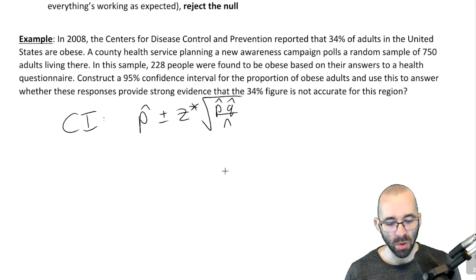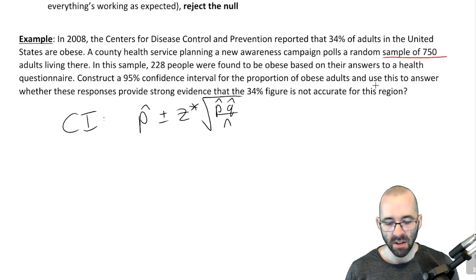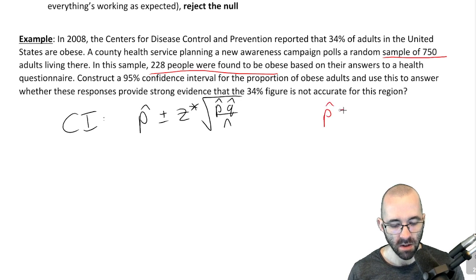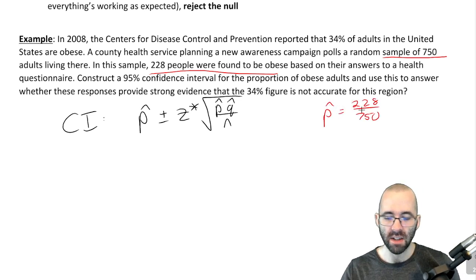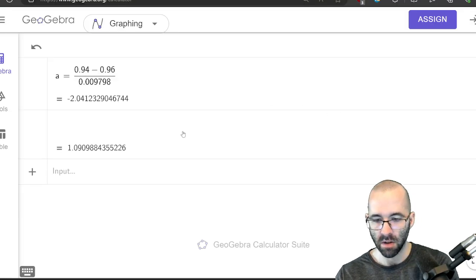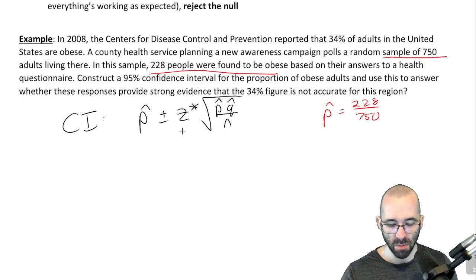What was our sample proportion? We had a sample of 750. 228 were obese. What proportion is that? 228 over 750. That's 30.4%.